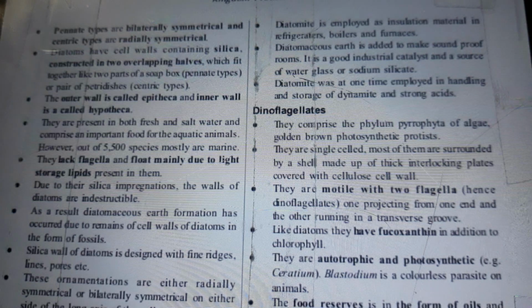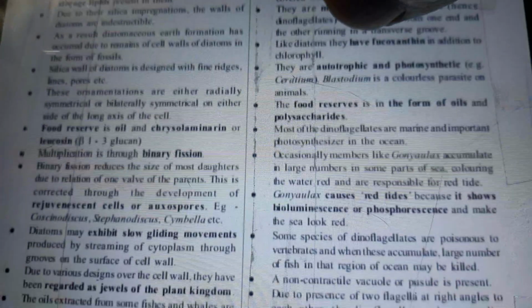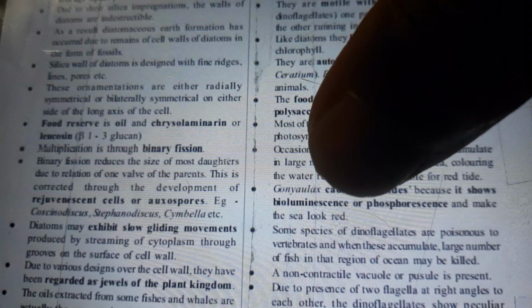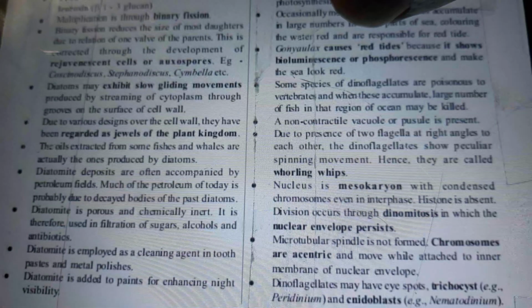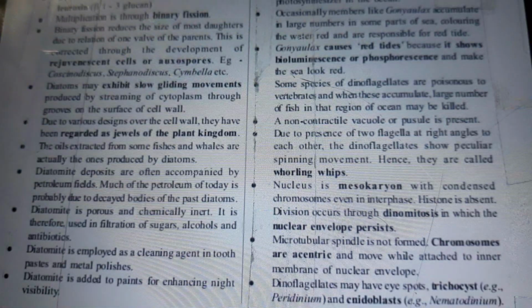Silica wall of diatoms is designed with fine ridges, lines, pores, etc. These ornamentations are either radially symmetrical or bilaterally symmetrical on either side of the long axis of the cell. Food reserve is oil and chrysolaminarin or leucosin, a beta 1-3 glucan.